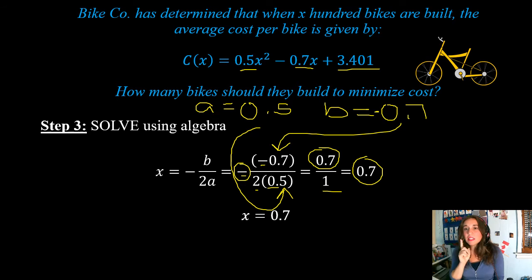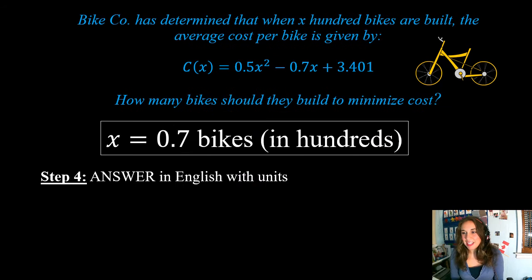And remember, x is standing for x 100 bikes. So we're now going to need to interpret this a little bit. And remember, the fourth step is so important. It's where you check your answer and you interpret it to make sure it makes sense in context of the question. So let's take a look at this 0.7 bikes that we just arrived at. This word problem offers another really great illustration of why step 4, the interpreting and answering in English with units step, is so incredibly important, right? We need to make sure our answer makes sense in context of the question.